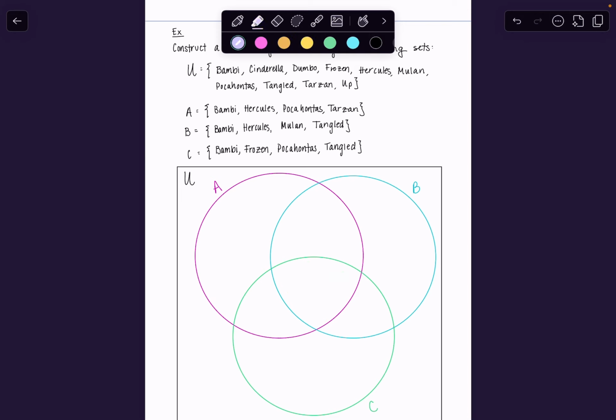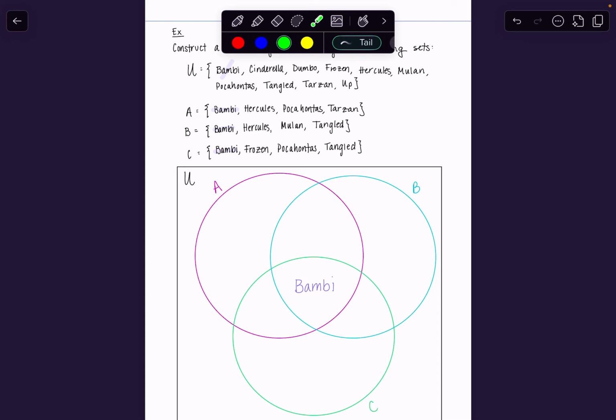So I need to go ahead and look at these 3 sets and see, is there an overlap? And if I look, the word Bambi is in all of them. So I'm going to go ahead and cross Bambi out of the universal set because that will go right here in the middle. Okay.